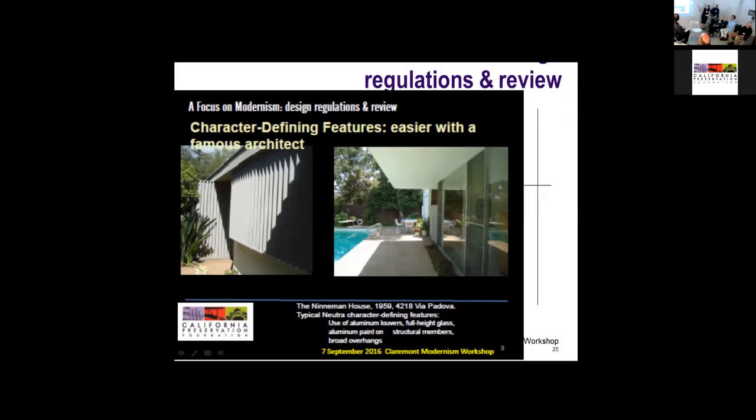Yeah. So, discerning what character defining features are for a famous architect is apparently easy, right? You can go to almost any book on modern architecture and pull out a grab bag of what are the character defining features for a Neutra or a Schindler or something like that. Do you have aluminum louvers, which you can trace back to the Hall of Records and then back to the Kaufmann House? You have full height glass, you have aluminum paint on structural members, aka silver paint, broad overhangs, we're calling Frank Lloyd Wright, blah, blah, blah, interstitial space.